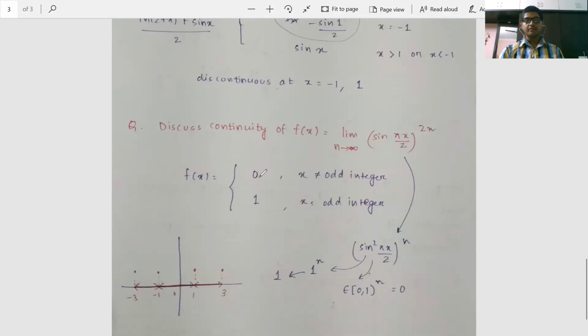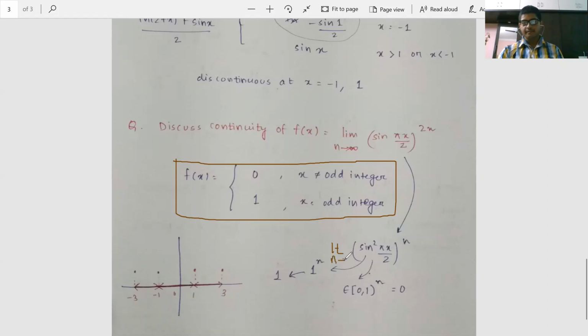So f(x) equal to 0 or 1 when x is not equal to an odd integer and x equal to an odd integer. How do I arrive at this boxed thing? First of all, let me take this square inside. So this thing is going to be limit n tends to infinity, and the stuff would be sine square of pi x by 2 whole to the power n. Clear? And this is going to be limit n tends to infinity.